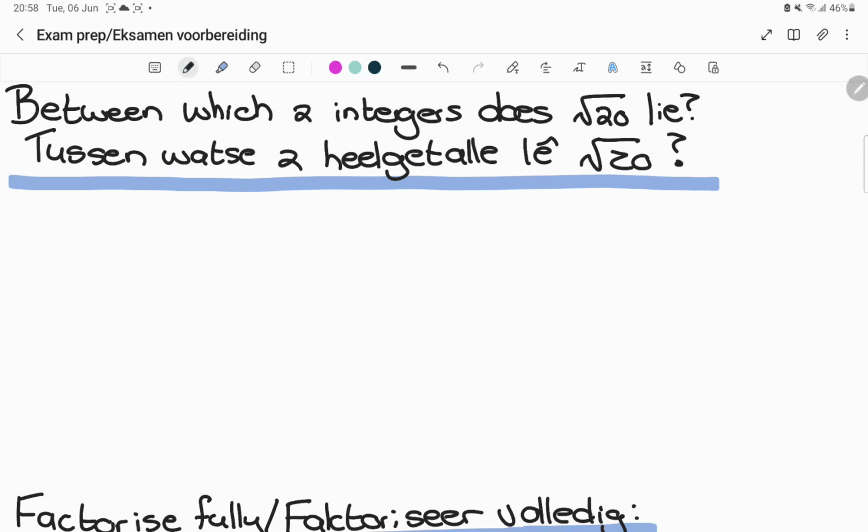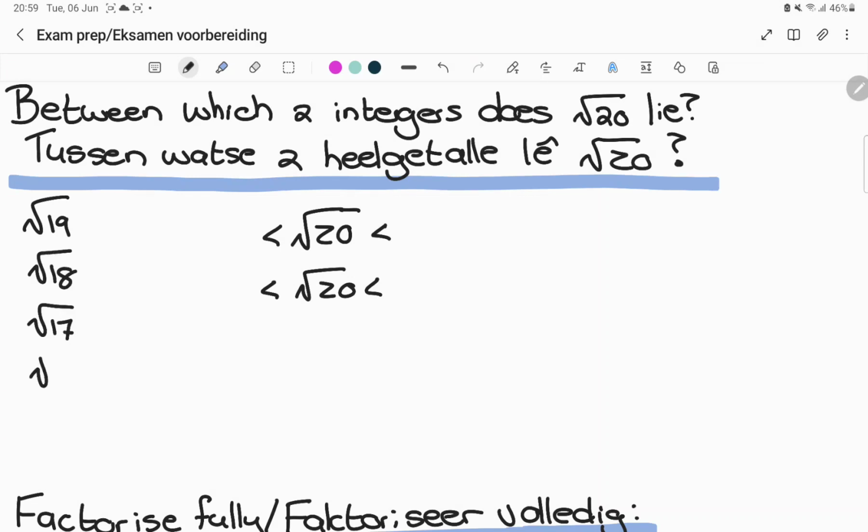So the way you're going to approach this question is you take the root I'm giving you, which is root 20, and we are going to try and find a perfect root that is less than 20 and a perfect root that is greater than 20. Alright, so the roots less than 20 is root 19, 18, 17, 16, 15, and so forth. Alright, so which one of these will give me a perfect answer? So a perfect square, or a volkome vierkant, means that there is no decimals. It is going to give me a whole number, a heel getal.